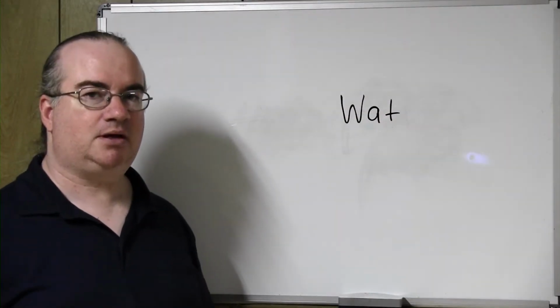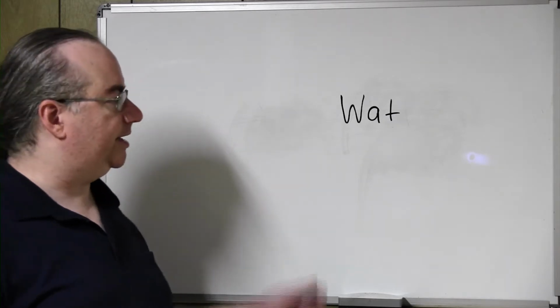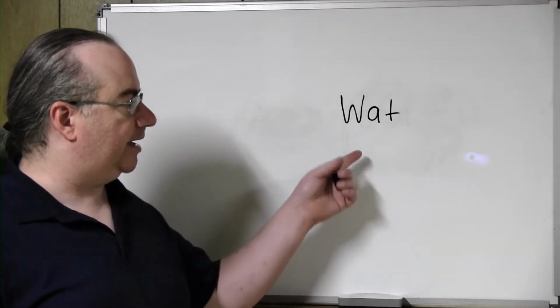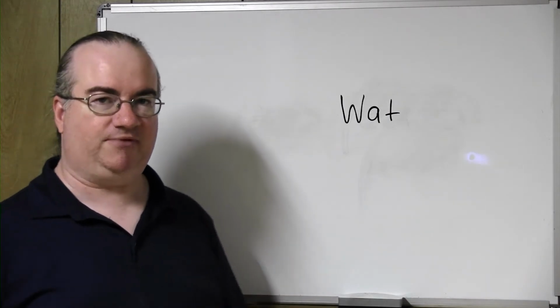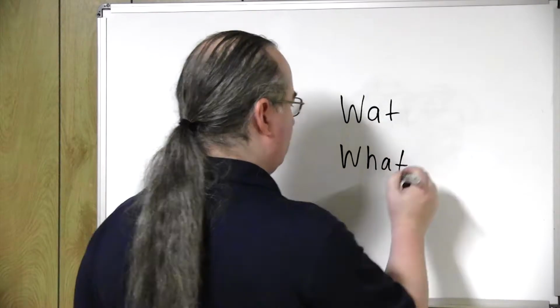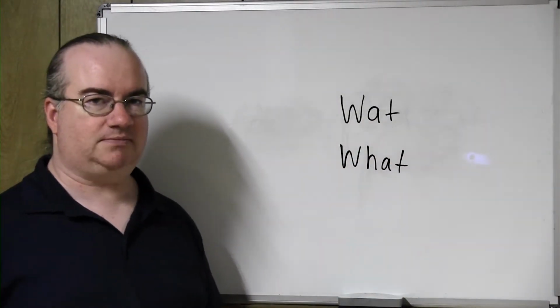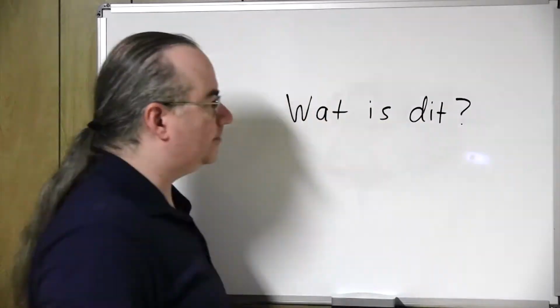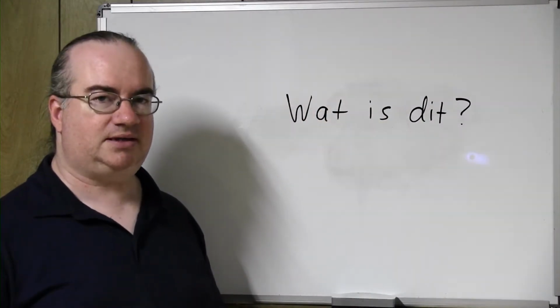Wat. Wat. The W here makes a V sound. The A is just like the short A we learned before. And this means what? Wat is dit?